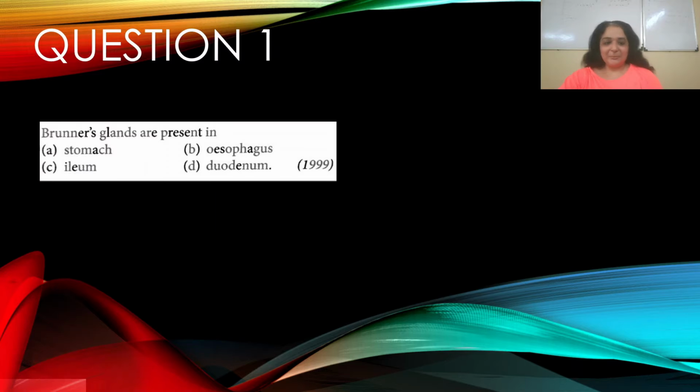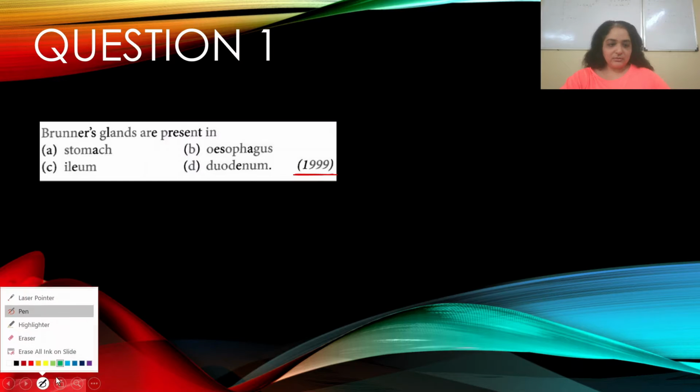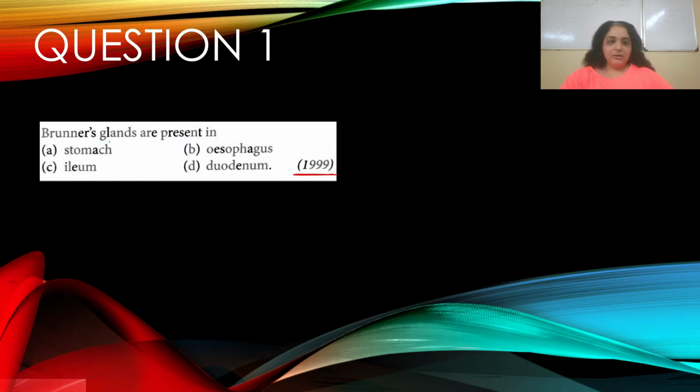Question number 1. Brunner's glands are present in, this appeared in the year 1999. A. Stomach, B. Esophagus, C. Ileum, D. Duodenum. So it's a direct question, no need to think, you should know the answer. Brunner's glands are present in the duodenum, so your answer should be D, clearly. Let's go to the discussion.